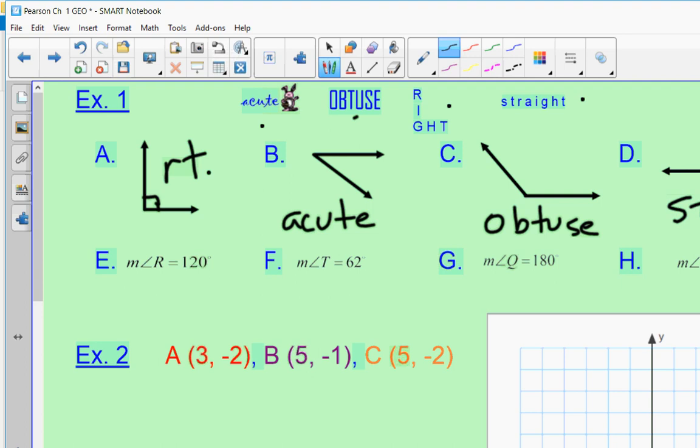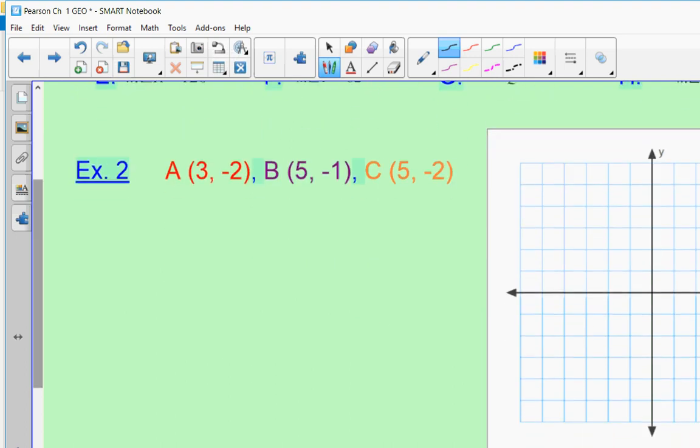Okay. All right. So there you go on that. All right. So what we're going to do here is we've got a graph and we've got some points. Remember, this is the X value, this is the Y value. We've got an X axis, we've got a Y axis. So let's plot these points.